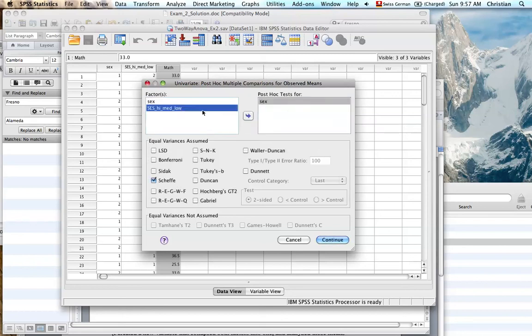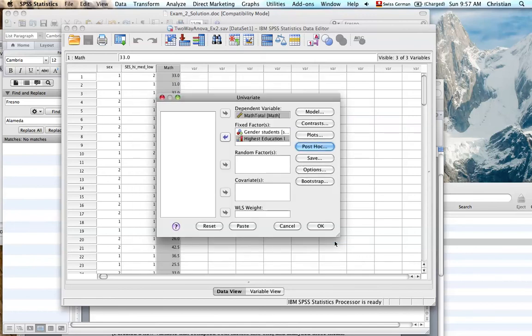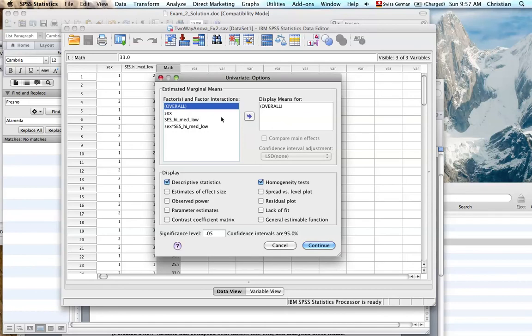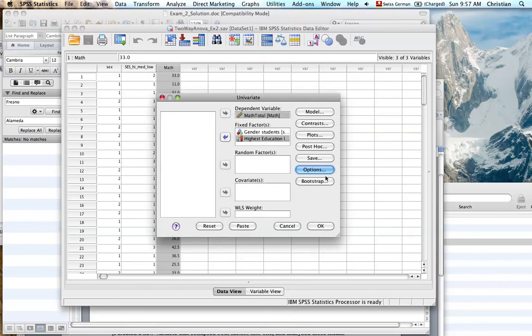Then we want the post hoc test for the gender and the background. And we also want the descriptives for the factors and the interaction. You see, SPSS automatically added the third component, the interaction, by itself, because it knows we're doing a two-way ANOVA. So we have other possibilities to choose, but here we're keeping it straightforward, and we go OK.